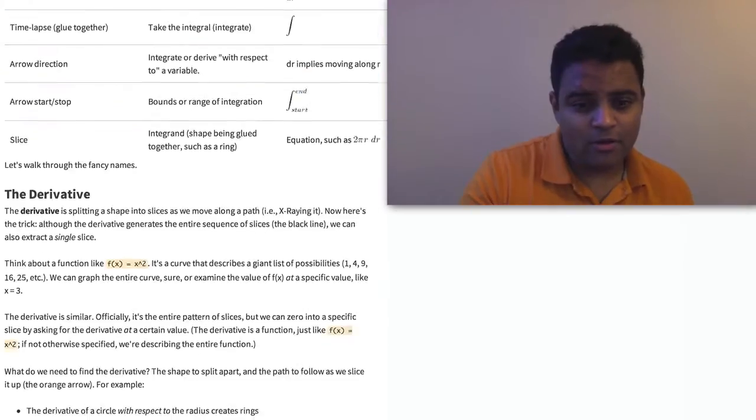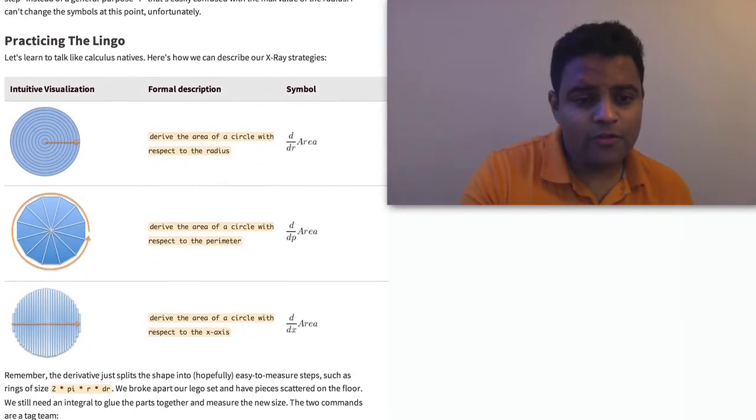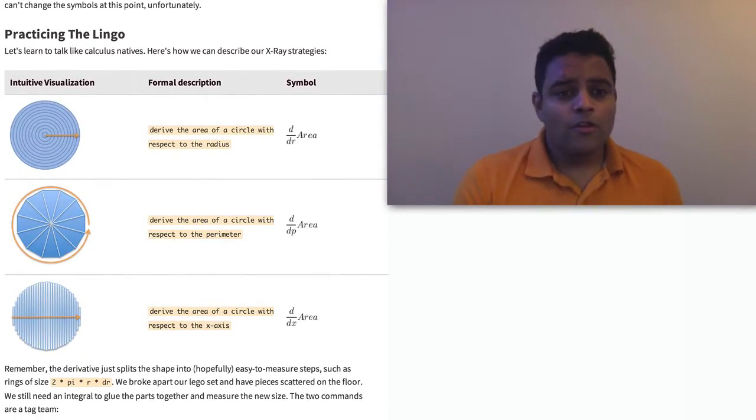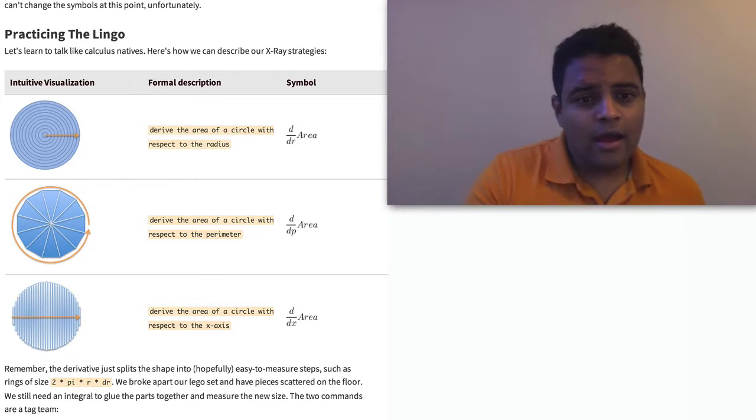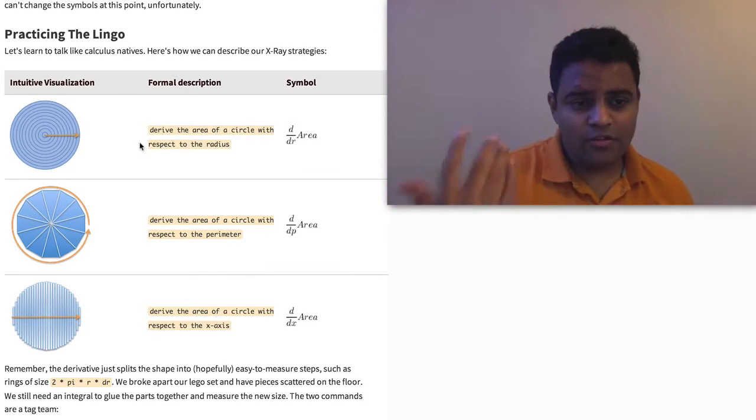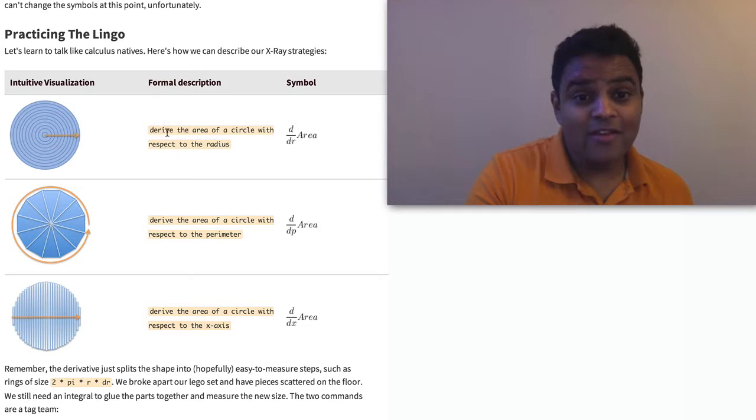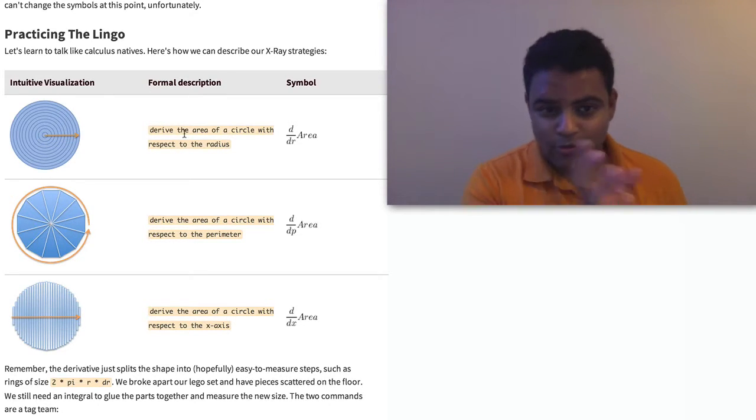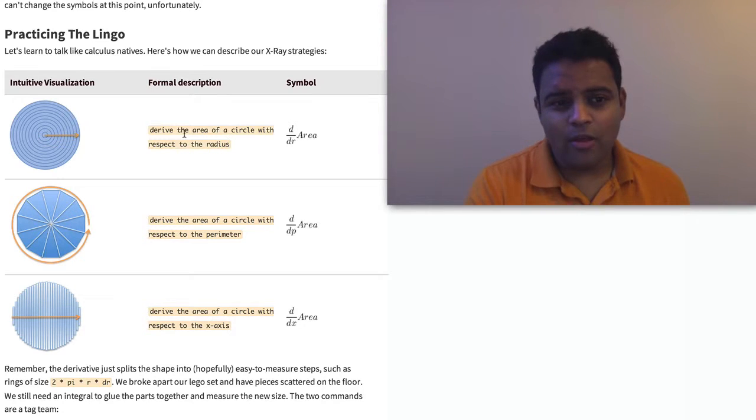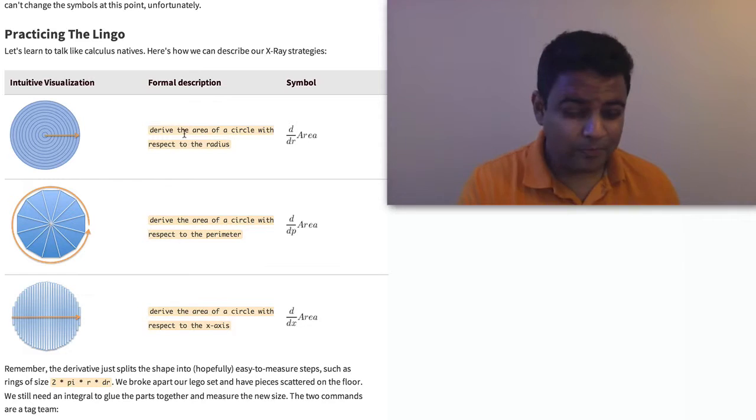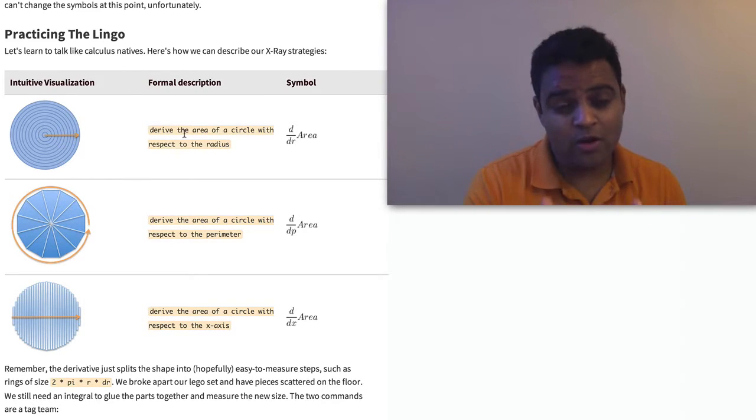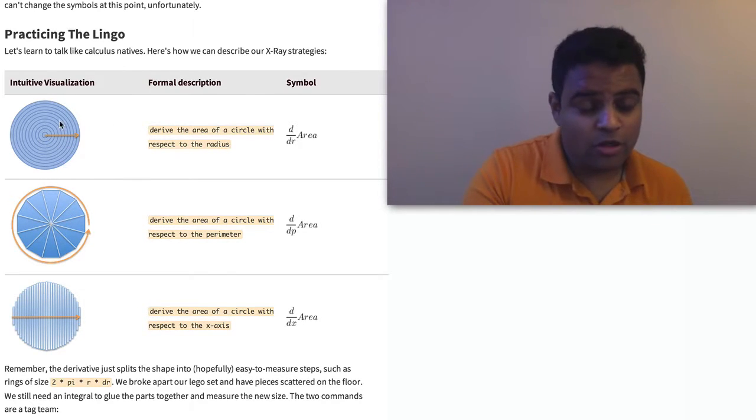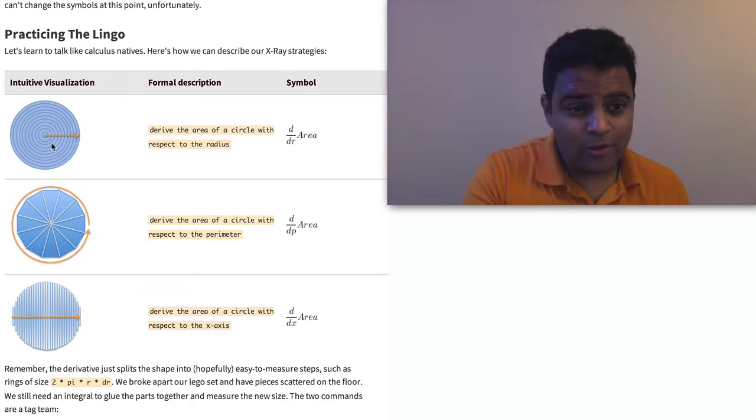And so let's talk about it a little bit. Here's a few visualizations. The general format is you say, I want to take the derivative of some shape, so maybe I want to derive the area of a circle with respect to some variable. And that "with respect to" is basically saying, what's our path through this shape? I mean, we need to go through it somehow. So give me the trajectory that you want to follow as you go through it.